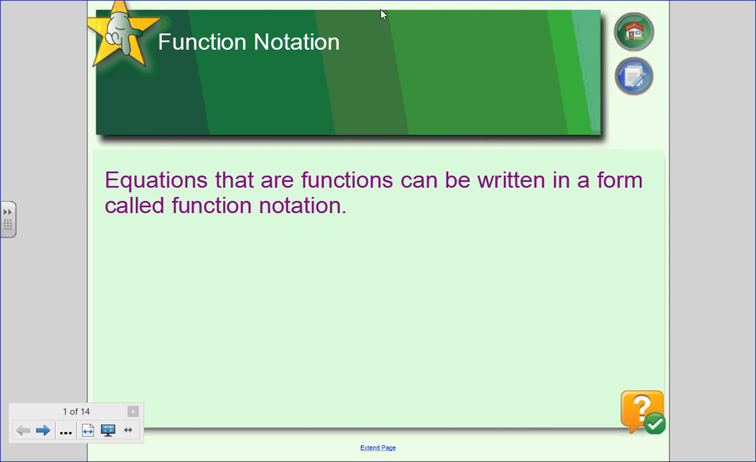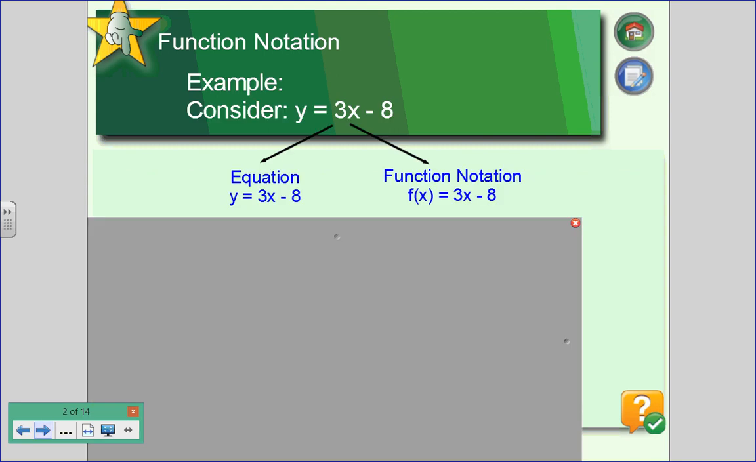In this lesson, we're going to look at function notation. Equations that are functions can be written in a form called function notation. For example, if we had an equation y equals 3x minus 8, we could write that equation in the y and x form as it's written, or we could write it in function notation. And hopefully you notice that in function notation, the 3x minus 8 portion of our equation stays exactly the same.